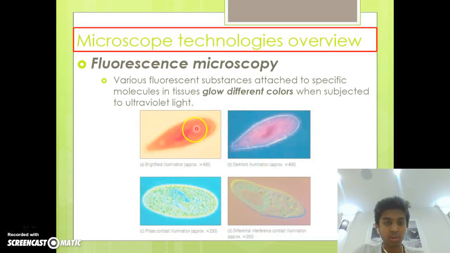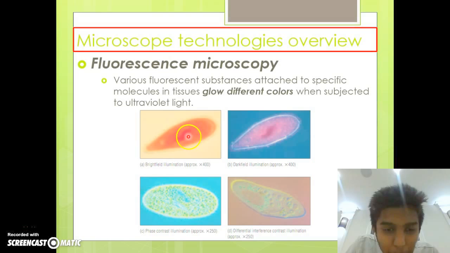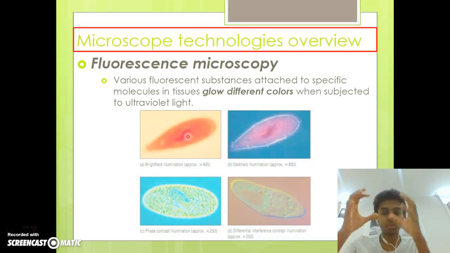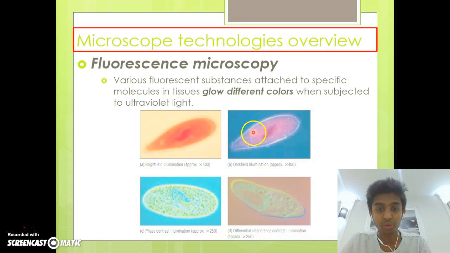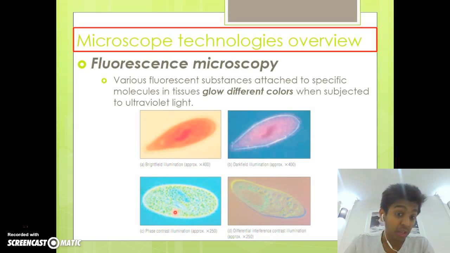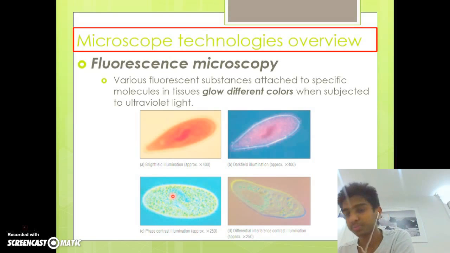This is called bright field illumination. So this fluorescent substance, which is attached to a certain molecule, made the cytoplasm go orange and the nucleus go like a pink. And since it glows different colors, we can easily distinguish the different parts. This is dark field illumination, so obviously hidden in a dark area, light purple and purple. This is the phase contrast illumination, so this can actually help you determine the different phases.